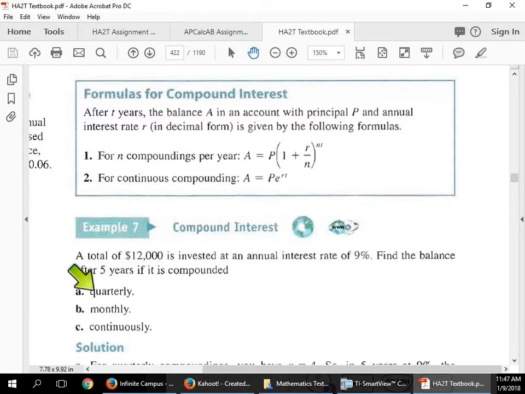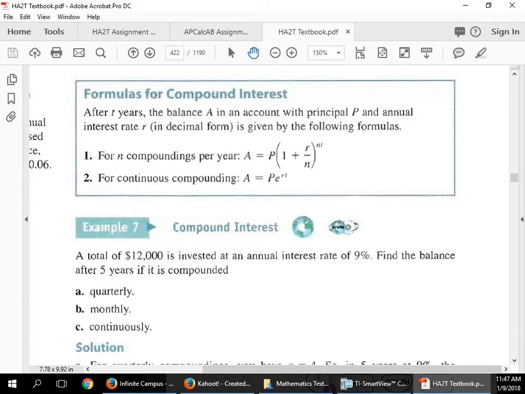This is a year. So, quarterly, how many times a year would we be compounding? 4. Yeah, 4 times. That's right. Good job. Okay, how many times would we be compounding if it was monthly? 12. Okay, and then continuously, that would be using this one right here.